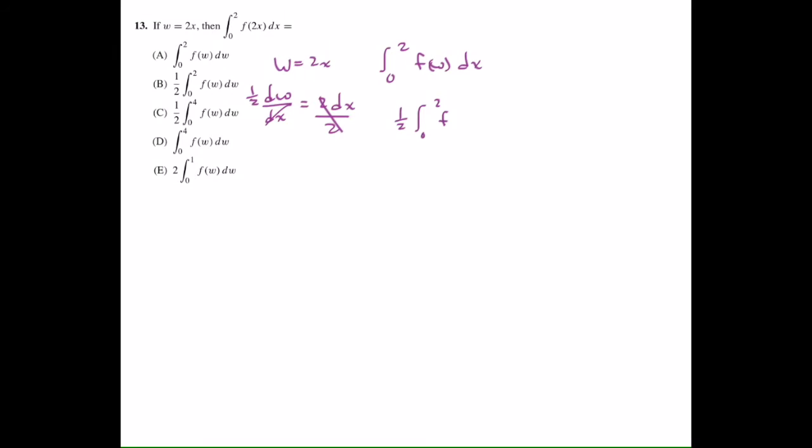We have 0 to 2 f of w dw, and our answer is, oh snap, I didn't change my 0 and 2 to w's. Actually, I shouldn't have written them, so I remembered that they needed to be w's. So now I have to change those numbers, the 0 and 2, into w's. Right now they are x's, and so I take the 2, I plug that into the x, I get 4. So I put 4 right there. I take that 0, I plug it into x, I get 0. So I have 1/2 integral from 0 to 4 of f of w dw. That is our answer.